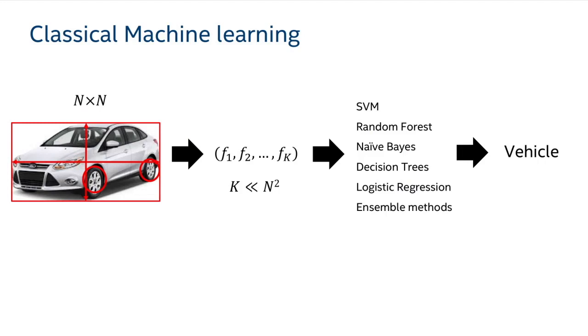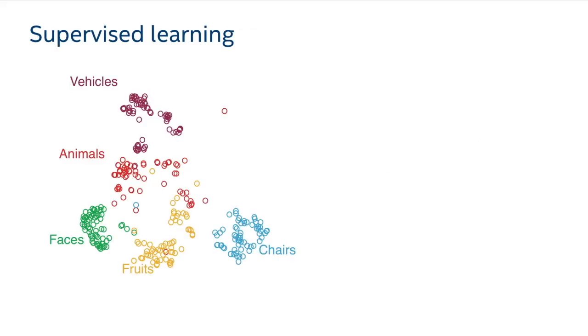In classical machine learning, traditionally, you have an image that is N by N, and you engineer a smaller set of K features. These features can be, for example, the ratio of the length to the height of the object, or the number of circular objects in the image. Then you apply your favorite algorithm to learn to associate these patterns of features with an identity. In this case, vehicle. With supervised learning, machine learning algorithms use pre-labeled training data to infer a function.